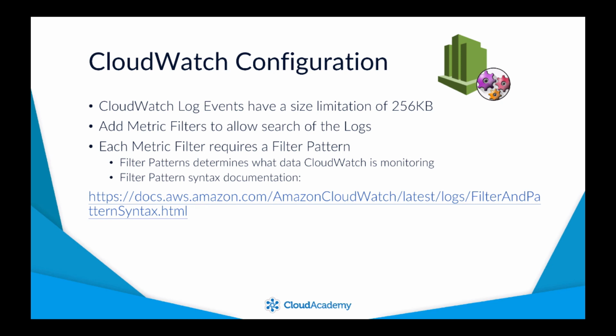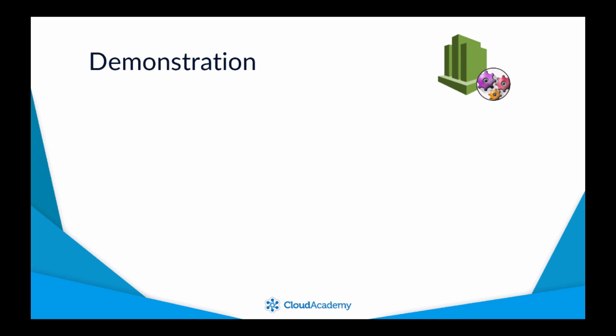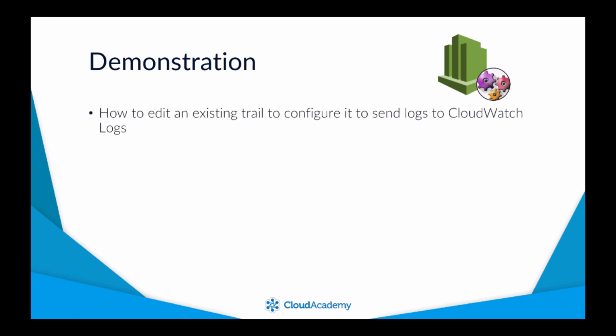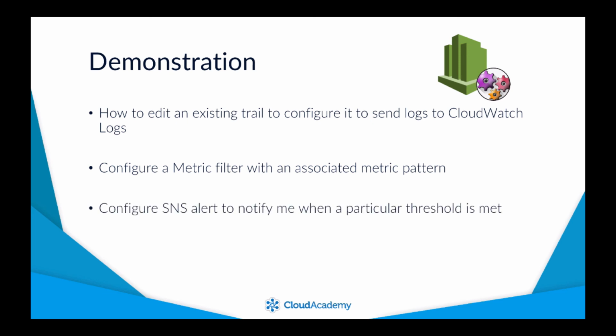Just to reiterate what we have spoken about so far, I want to provide a demonstration on how to edit an existing trail to configure it to send logs to CloudWatch Logs. I will then configure a metric filter with the associated metric pattern. Finally, I will set up an SNS alert to notify me when a particular threshold is met. So let's take a look.